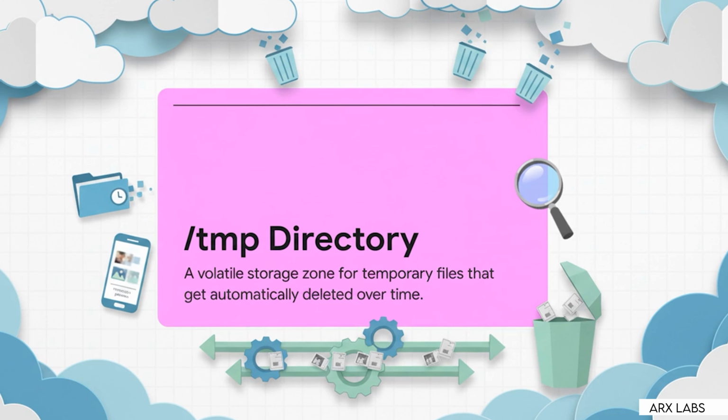Then we've got the temp directory. This is essentially a volatile storage zone for temporary files that just get automatically deleted over a certain time frame. Remember our recently deleted photos analogy? DevOps engineers frequently write automation scripts that drop transient logs or intermediate files right here in temp. That way, the script runs, it does its job, and the temporary data doesn't clog up your permanent system storage forever. It cleans up after itself.